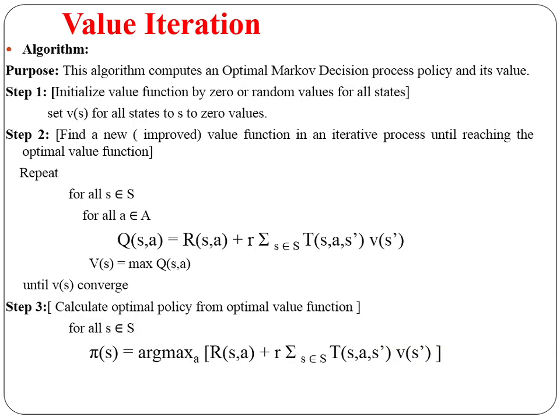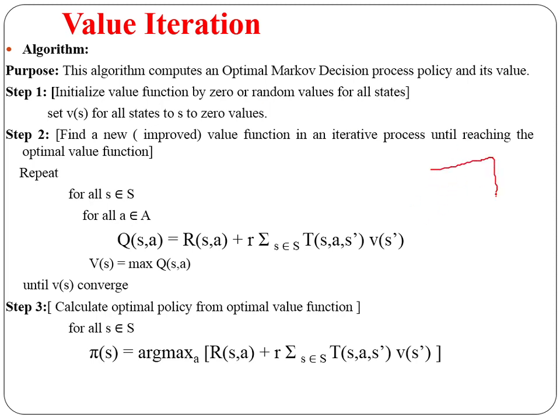Now, how is the algorithm actually performed here? We need to understand the process, how it is actually performing. In this algorithm, we are using the optimum Markov decision process policy. The first step is that whenever I take a value function, I have to use 0 or a random value for all the states.